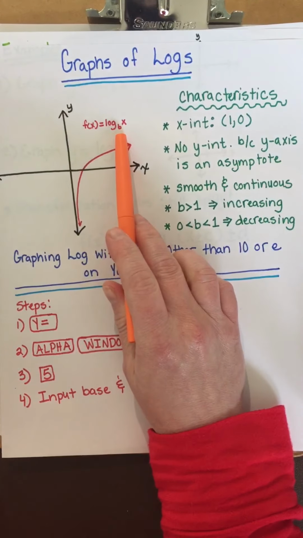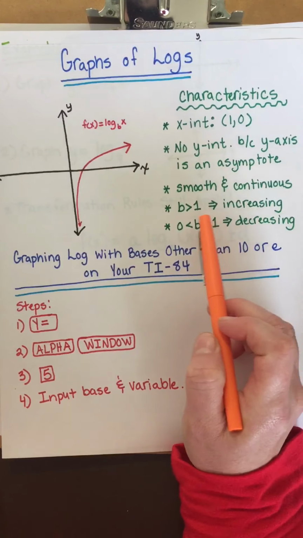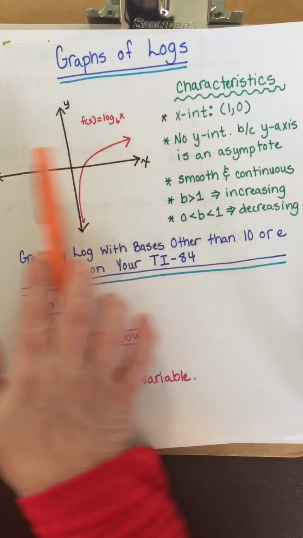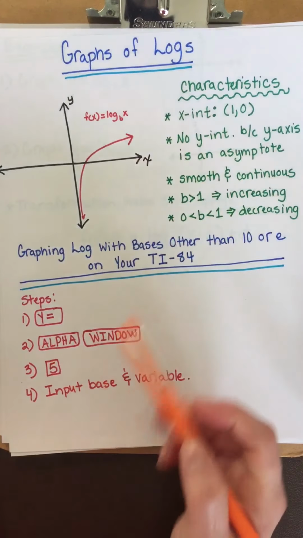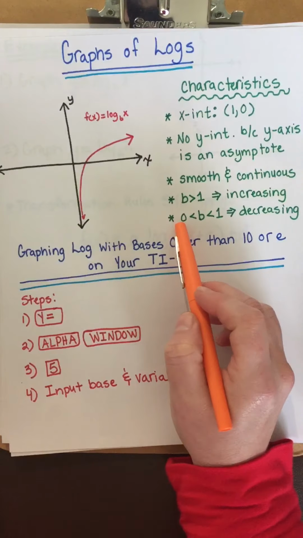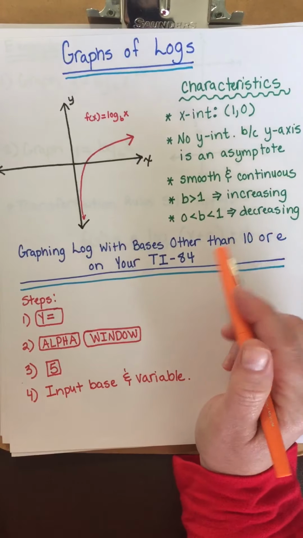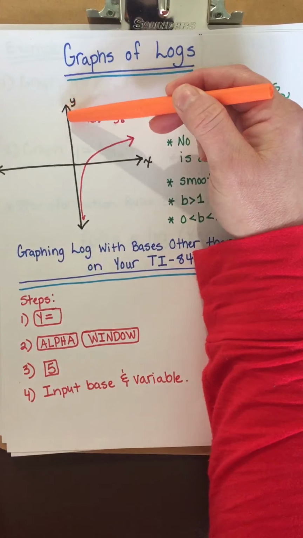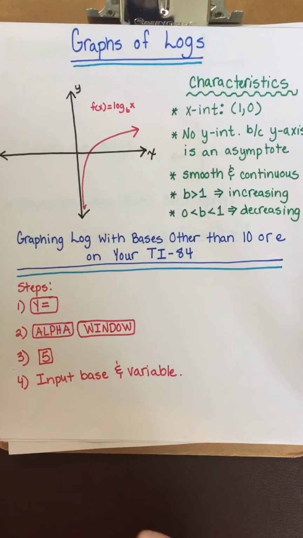If your base, this little b here, if your base for the logarithm is a number greater than 1, then it's going to be increasing. That means from left to right, when you read this graph, it's going to head towards positive infinity. And if b is a fraction or decimal between 0 and 1, like a quarter or a half or 0.378, whatever, then it's going to be decreasing. So it will head down towards negative infinity as you go from left to right.